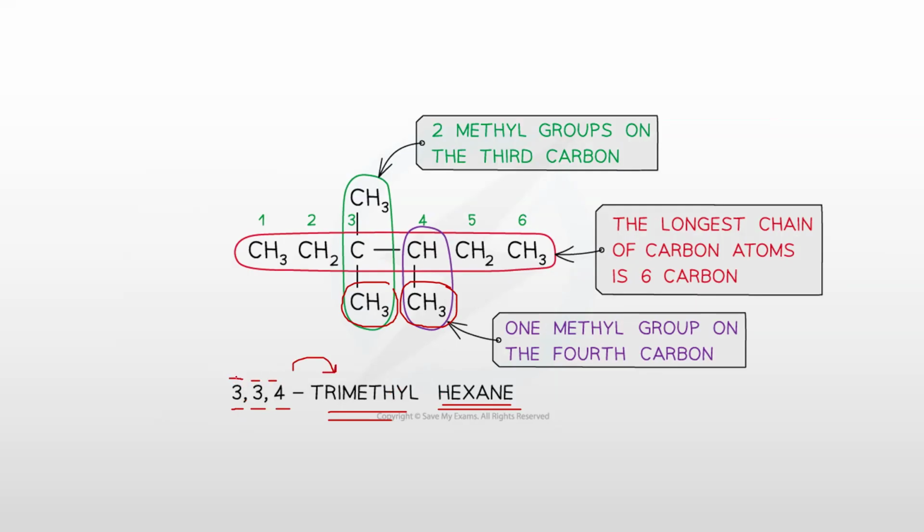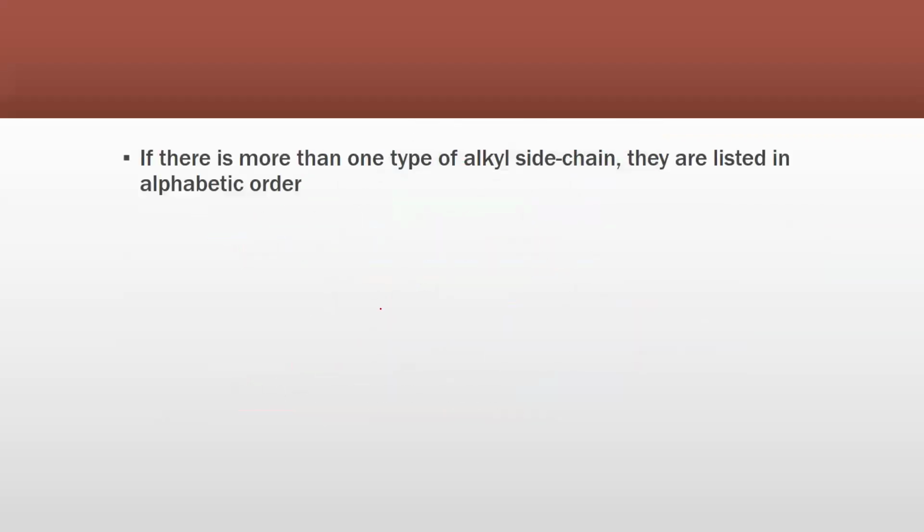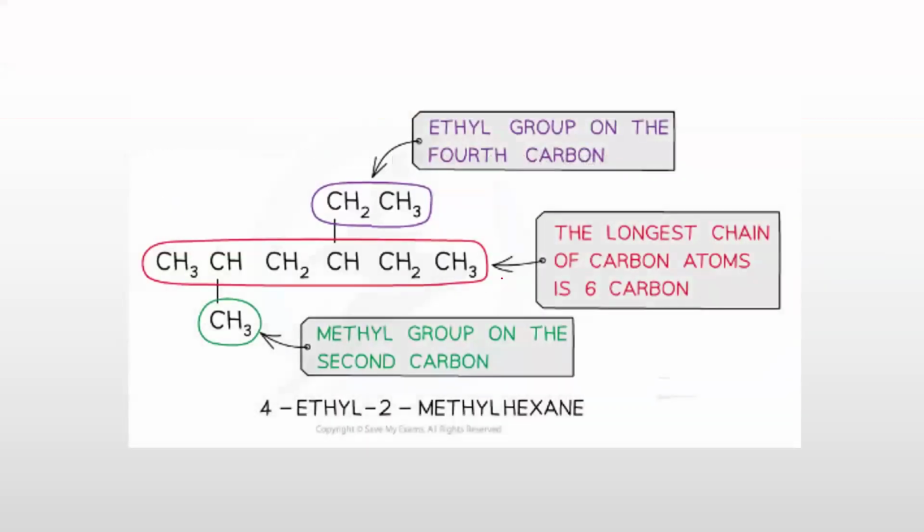Got it? Yes. Now, how would you know where to start the counting? यहाँ से भी close है, यहाँ से भी close है. But two branches are closer to this side. ये ज़्यादा dominating है. So you'll start the numbering from here. Got it? Yeah. If there are more than one type of alkyl side chain, they are listed in alphabetical order.